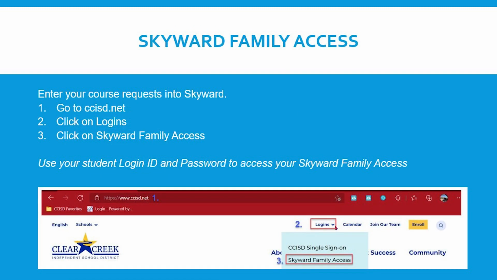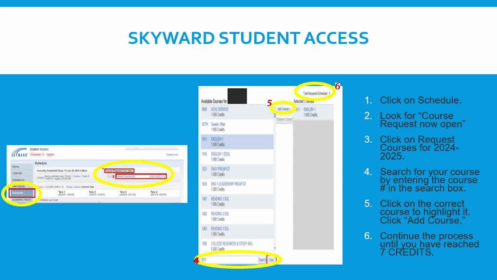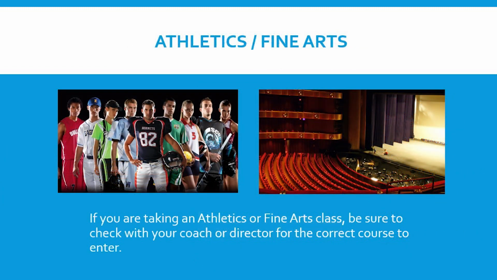To enter your courses directly into Skyward, you will need to log into your Skyward Family Access. After you have logged into Skyward, you will click on the Schedule tab. Look for Course Request Now Open. Click on Request Courses for 2024 to 2025. Search for your course by entering the course number in the search box. Click on the correct course to highlight it. Then, click Add Course. Continue this process until you have reached at least 7 credits. If you are taking an athletics or fine arts class, be sure to check with your coach or director for the correct course number to enter.